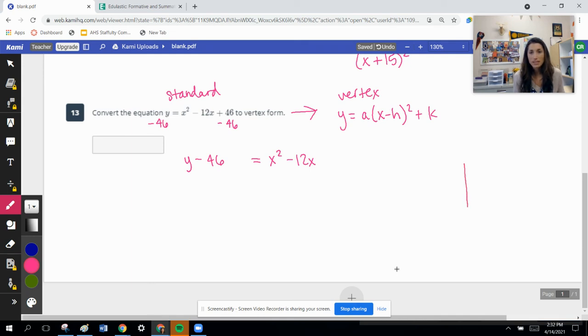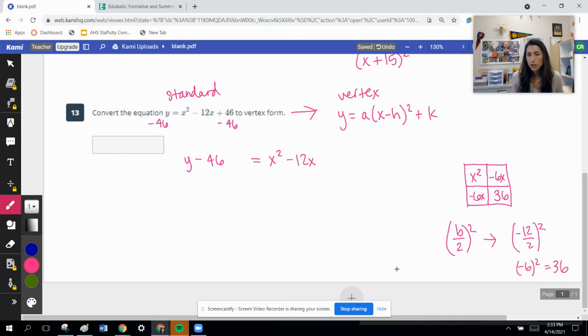If we want to see a visual of this, we've got our x squared. Half of 12, remember, b over 2, is negative 6. So I'd have a negative 6 and a negative 6 here as well. Then I take that negative 6 and square it, which is 36. That's the visual. The work for it is b over 2 squared, which is negative 12 over 2 squared, which is negative 6 squared, which is 36. So what I'm adding to both sides is 36. I'm going to put a plus 36 here and a plus 36 here.